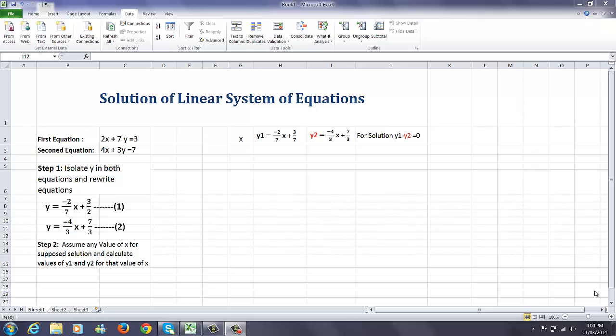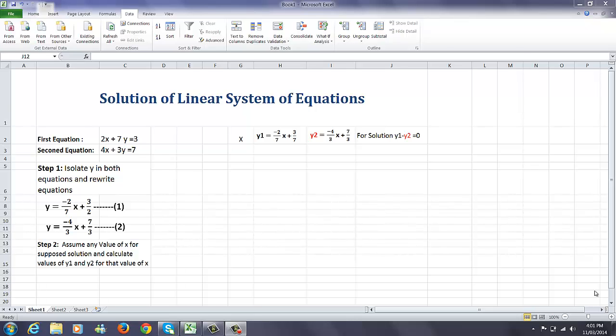The given system consists of two equations in two variables. The first equation is 2x plus 7y equal to 3, and the second equation of the system is 4x plus 3y equal to 7. We begin the solution of this linear system by isolating the value of y in both equations, equation 1 as well as equation 2.